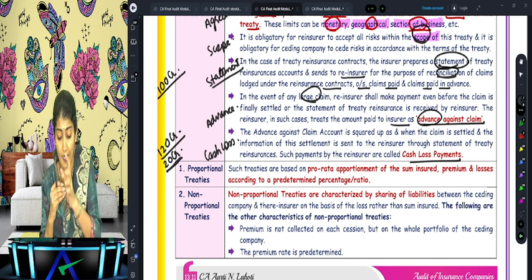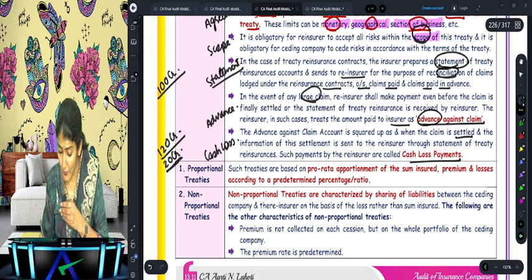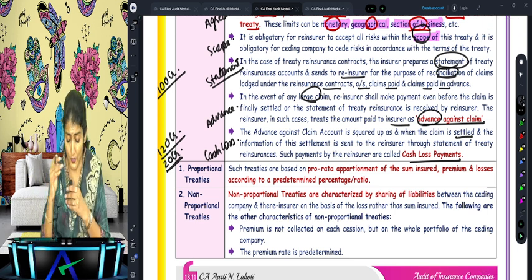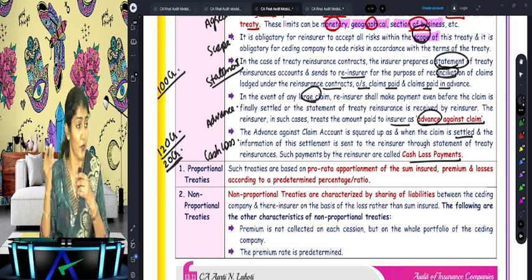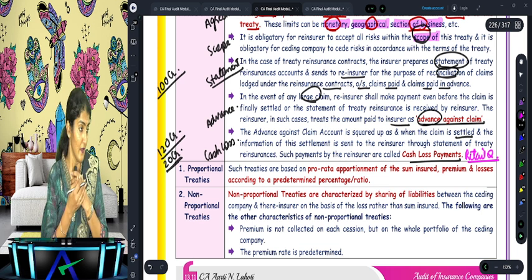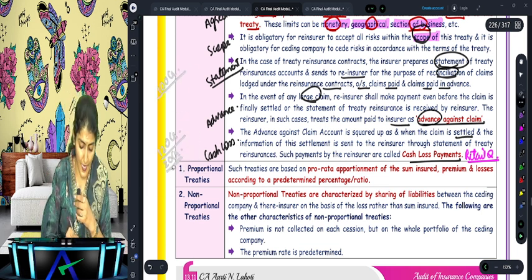The advance against claim account is squared up as and when the claim is settled, and the information of the settlement is sent to the reinsurer through the statement of treaty reinsurances, and such payments by the reinsurer are called the cash loss payments. Are you understanding? Can there be a question in your exams regarding the cash loss payments? Yes, that is the concept of the cash loss payments.